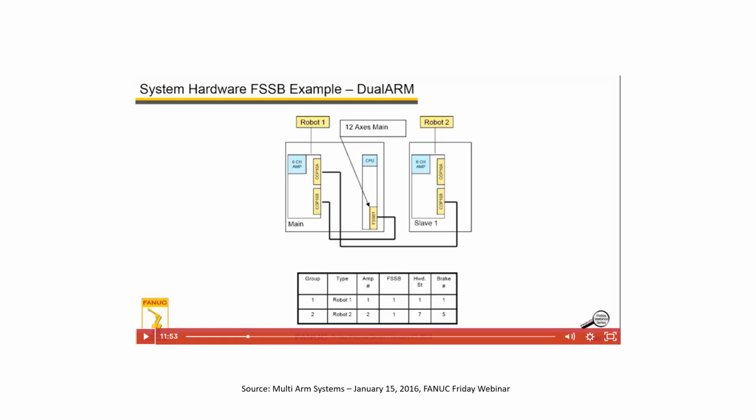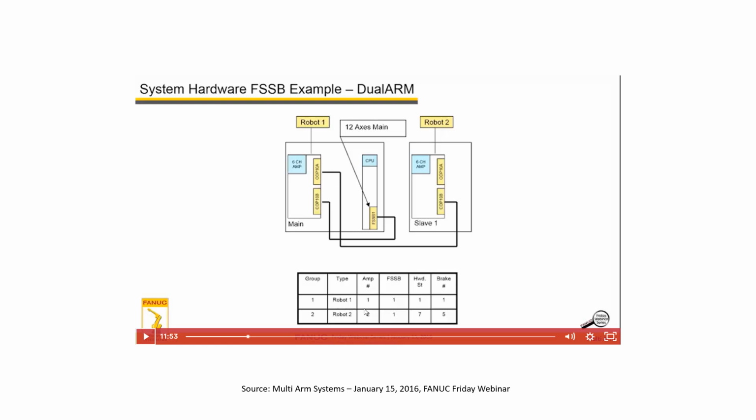On the main CPU, you're going to have an FSSB card. This is a 12-axis control card, and what you see as black lines represents a fiber optic cable that goes to the amplifiers. If you follow the line, it goes from the axis control card to the 6-channel amplifier inside the cabinet for Robot 1. And then from here it goes to the second 6-channel amplifier located in the cabinet for Robot 2. Also notice that the cabinet for Robot 2 doesn't have a CPU.